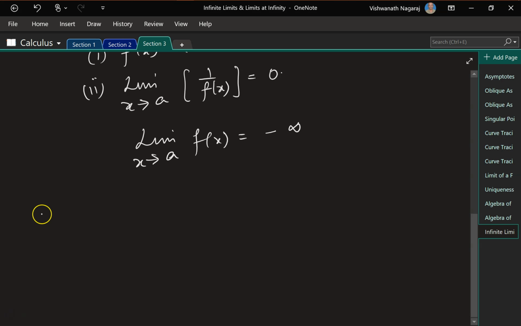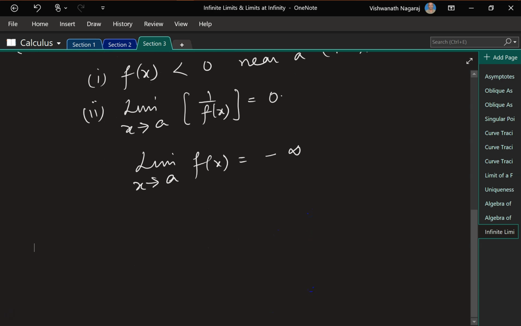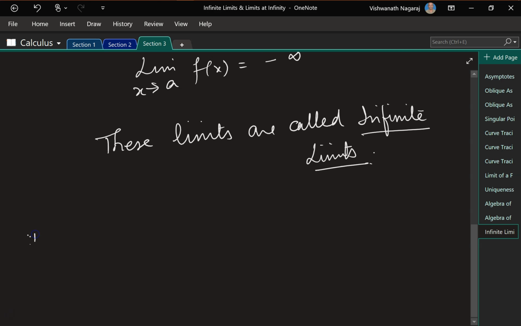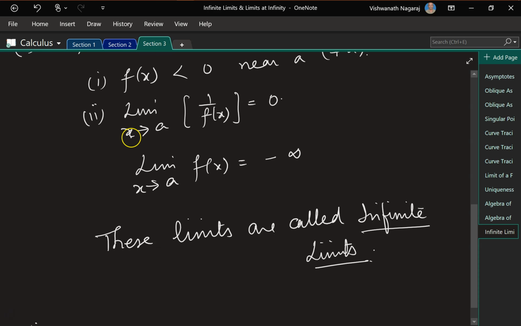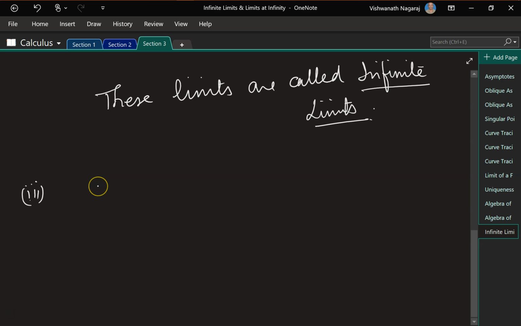Okay, so what we looked at till now, these limits are called infinite limits. Now let's look at another aspect, that is limits at infinity. Here the difference is what? Here x was approaching a. Now we are going to look at when x approaches infinity.